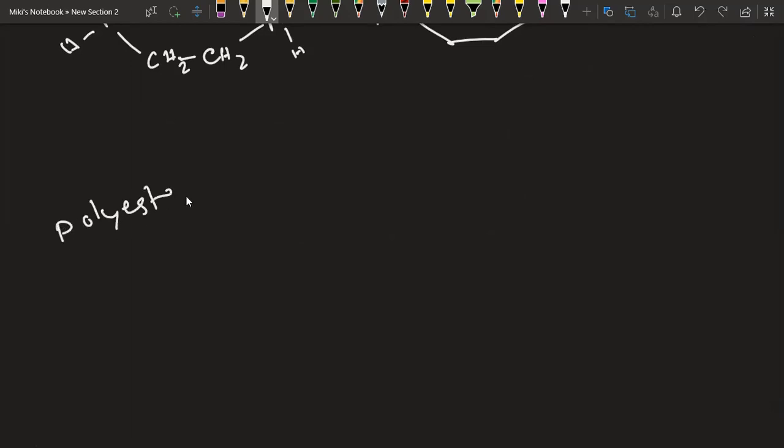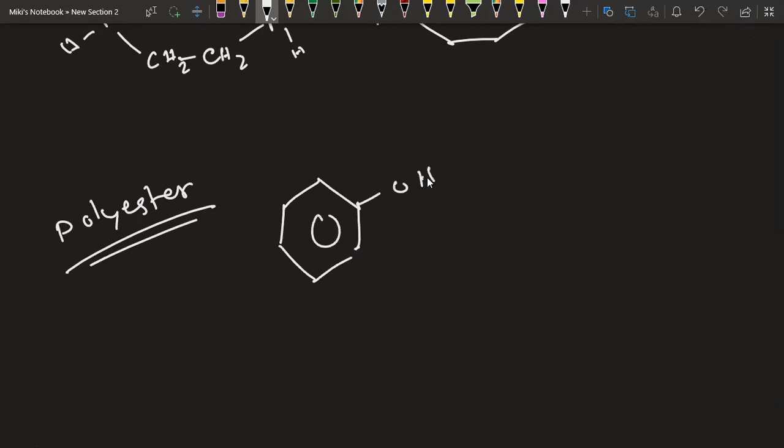Now, let's learn about polyesters. Now polyester, we know ester is made from what? Carboxylic acid and alcohol. But polyester will be made from diphenol. Now we know carboxylic acid is acidic and alcohol is sort of neutral, but they react with each other, replacing the oxygen, forming a new ester group.